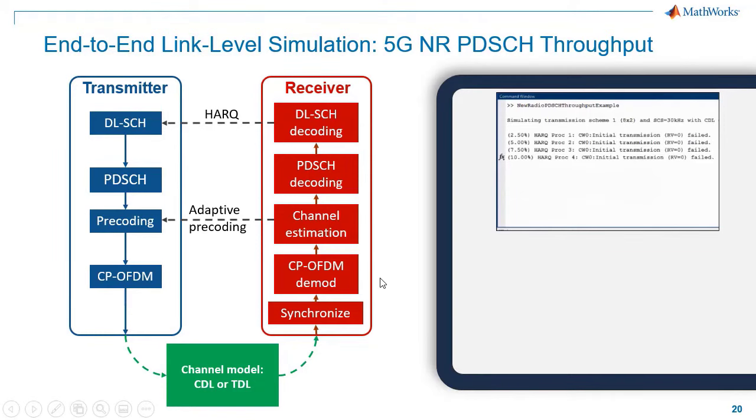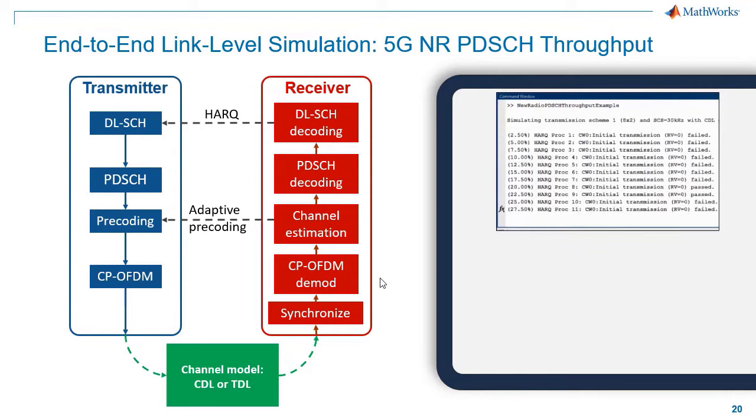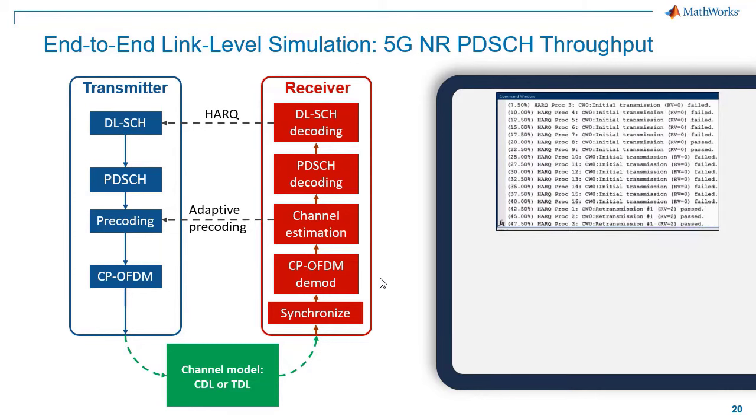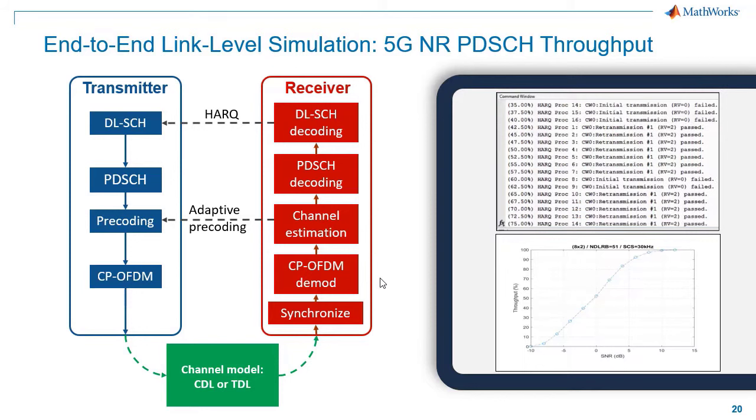When it comes to end-to-end link level simulation, you are looking at a communication link with transmitter operations, usually standardized and described in a standard document. In this case, we're looking at 5G New Radio. We have channel coding, DLSCH, PDSCH, modulation mappers, and other precoding, and finally OFDM. And then you have other areas to look at.